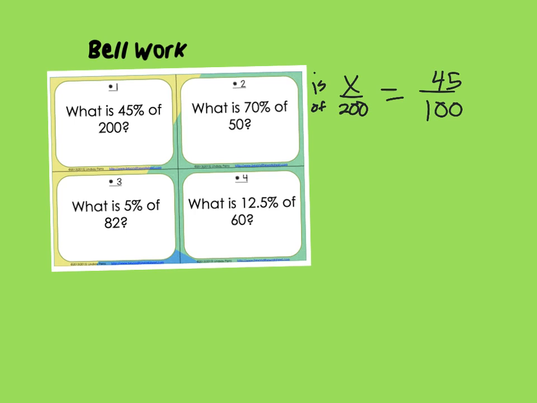Now, we are going to cross multiply. So we're going to go 200 times 45, and we get 9,000. And then we're going to divide by 100. Now, a shortcut, you can use your calculator for that. Or you can go, well, 100 has 2 zeros, 9,000 has 3. So I'm going to cross off 2 of them, and we're left with 90 over 1, which is 90. So 90 is 45% of 200.